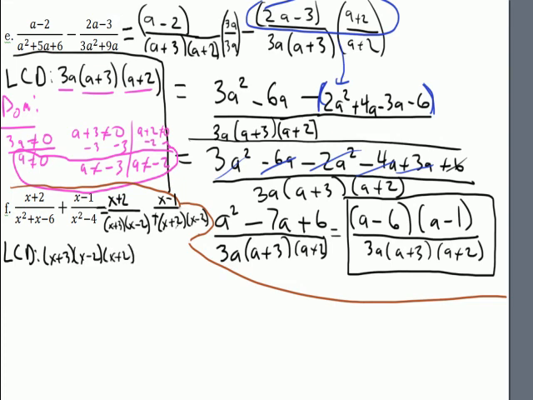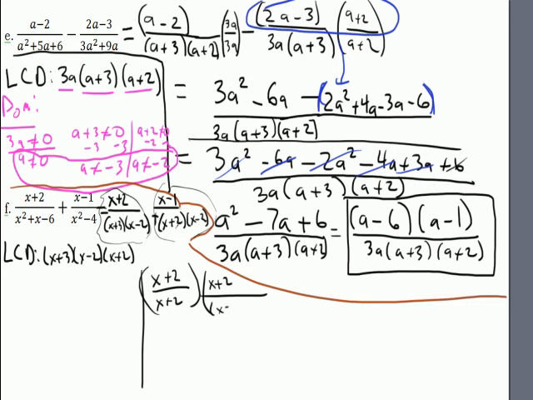That means I need to multiply the first fraction by x plus 2 over x plus 2, and the second one by x plus 3 over x plus 3. So doing that, I have x plus 2 over x plus 2 times x plus 2 over x plus 3 times x minus 2, plus x plus 3 over x plus 3 times x minus 1 over x plus 2 times x minus 2.